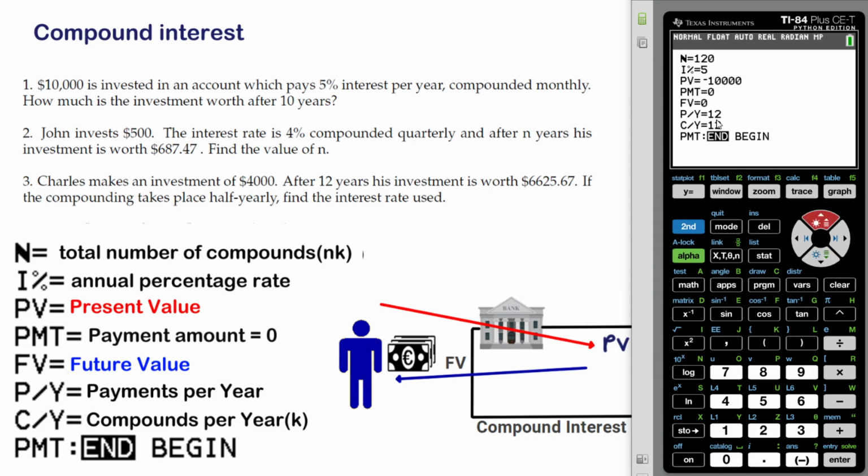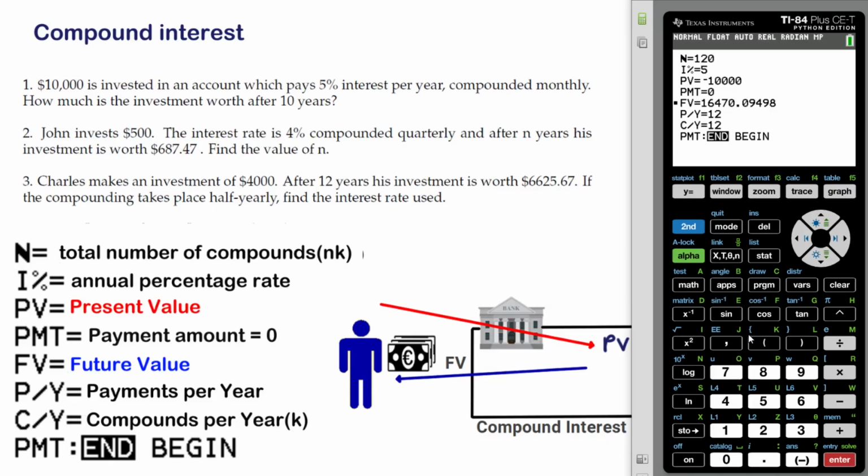So the only thing we don't know actually is the future value. So we go on to that and we press alpha, solve. So you can see that the value of the investment is going to be 16,470.09. And again, that's going to be a positive number because that number is coming back to me, and that's going to be a gain for me. So it's going to be positive.